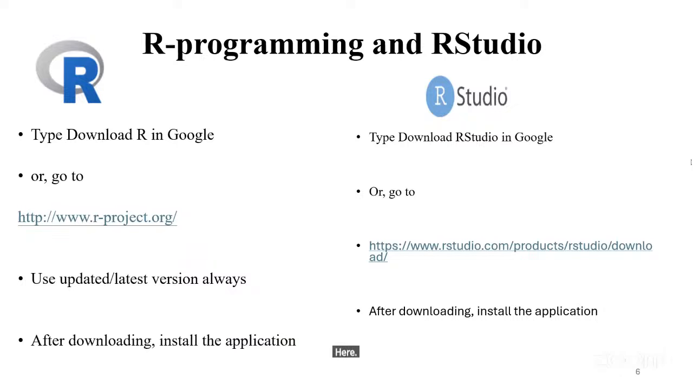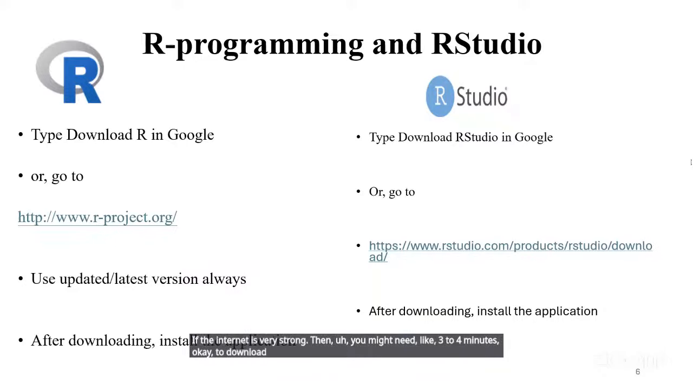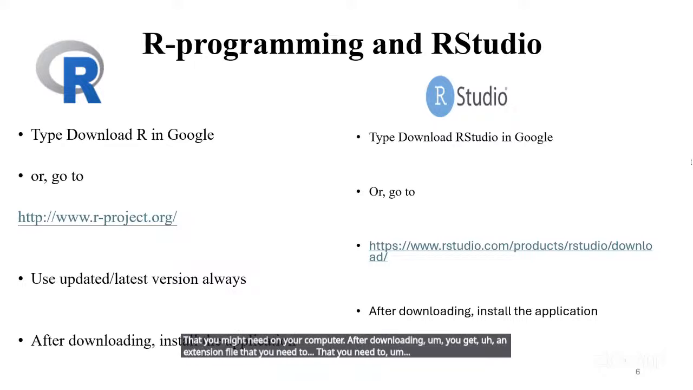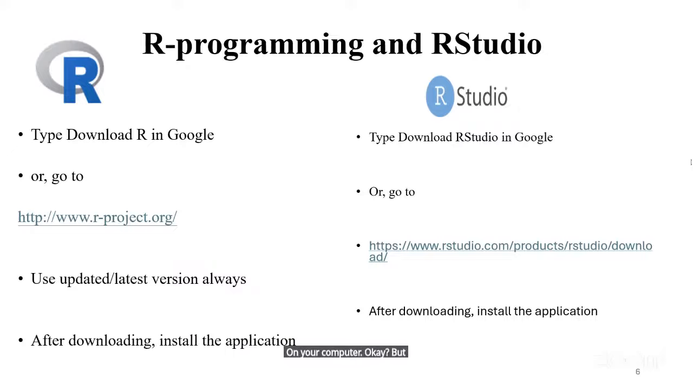Here, there are different options that you can use to download R as well as RStudio. Sometimes it depends on the strength of the internet that you have. If the internet is very strong, then you might need like 3 to 4 minutes to download both. If your internet's a little weak, then it might take some time. But the good thing is the moment you download and you have it on your computer, you install it like any other app or software that you might need on your computer. After downloading, you get an extension file, and you start following the installation procedures on your computer.